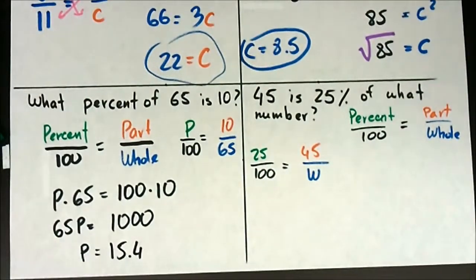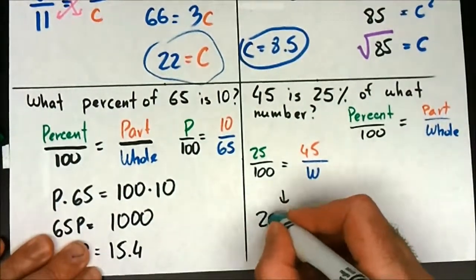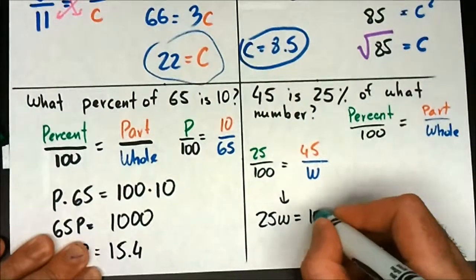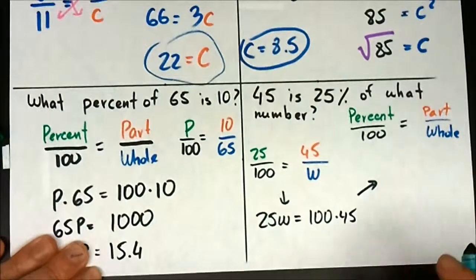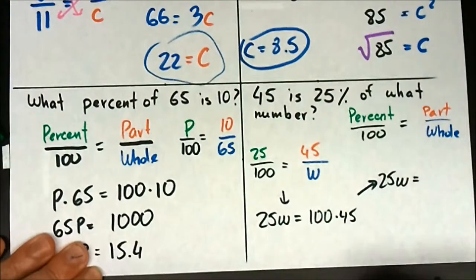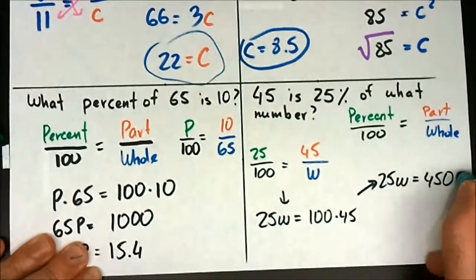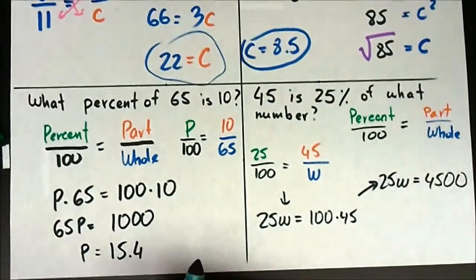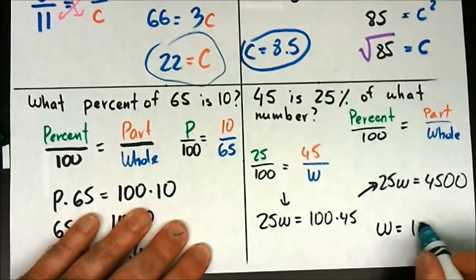Cross multiply this, and we are going to get 25W equals 100 times 45. I'm going to continue working right over here. What is 100 times 45? Well, it's going to be 4,500. It's 45 with two zeros. And how many times does 25 go into 4,500? Fortunately, this one comes out nice and even. 180.